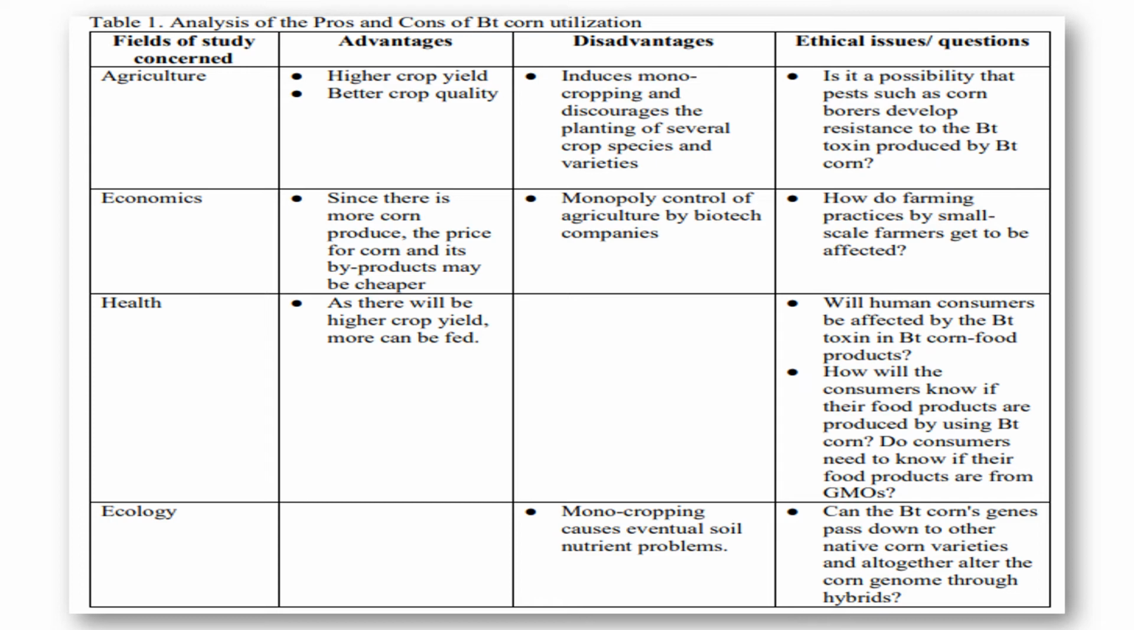And the ethical issues for this: can the Bt corn's genes pass down to other native corn varieties and altogether alter the corn genome through hybrids? At marami na talaga ngayong mga hybrids na mga corn, 'di ba? Meron na nga iba't ibang kulay, iba't ibang laki, and many, many more. So that's it. That's the analysis of the pros and cons of the Bt corn utilization.